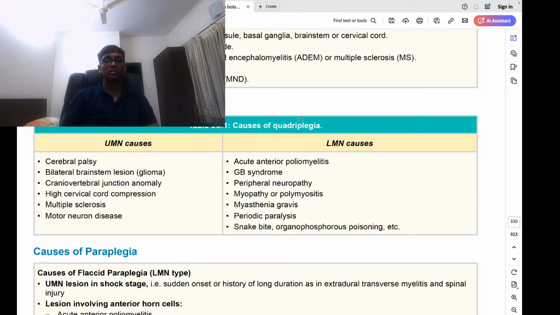Causes of quadriplegia: upper motor neuron causes and lower motor neuron causes. Upper motor neuron causes: cerebral palsy, bilateral brain subluxation, glioma, craniovertebral junction anomaly, high cervical cord compression, multiple sclerosis, and motor neuron disease. Lower motor neuron causes: acute anterior polymyelitis, GB syndrome, peripheral neuropathy, myelopathy, polymyositis, myasthenia gravis, periodic paralysis, snake bite, organophosphorus poisoning, etc.